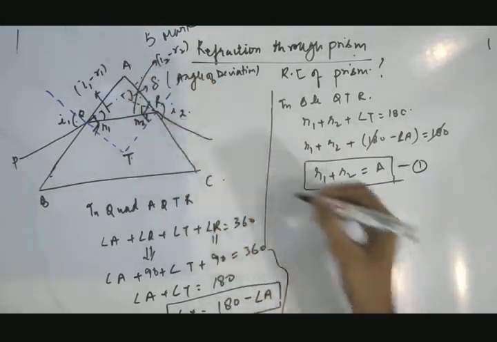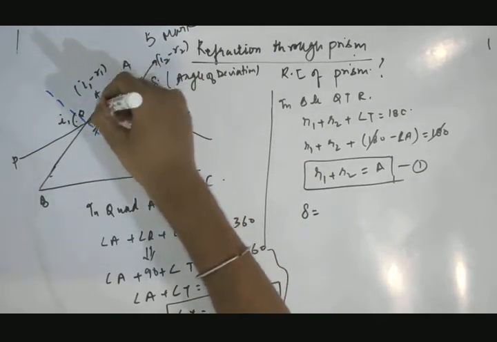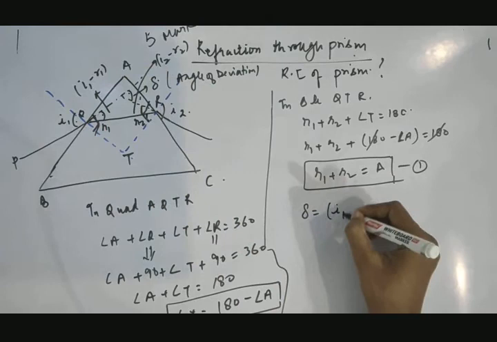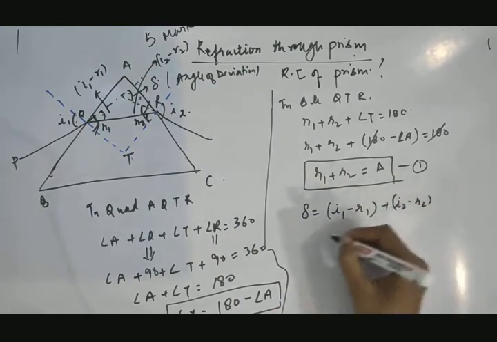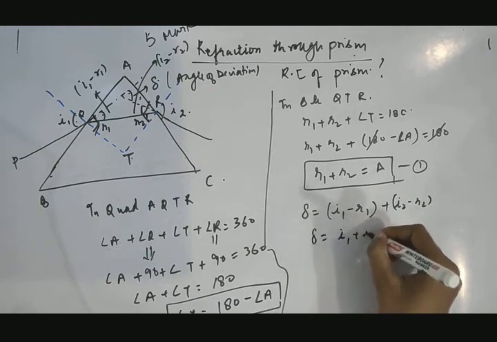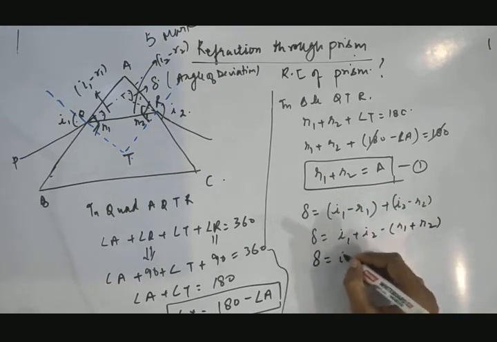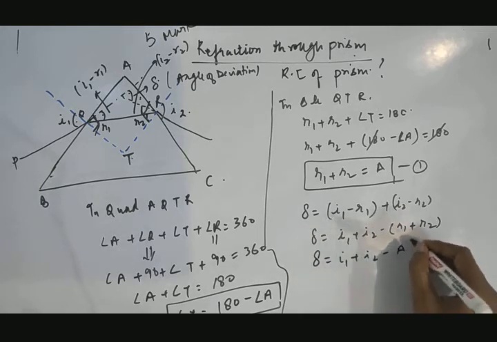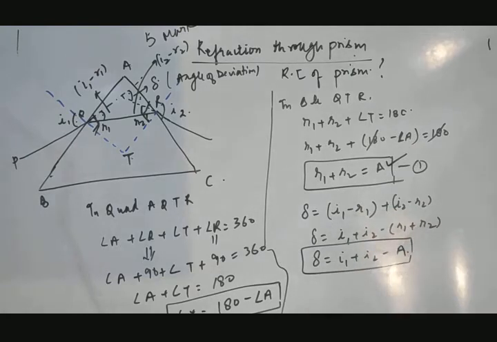Now we can see in this triangle the angle of deviation, the exterior angle, equals the sum of the two opposite interior angles, I1 minus R1 plus I2 minus R2. So deviation equals I1 plus I2 minus R1 plus R2. Ultimately deviation equals I1 plus I2 minus A, substituting the value A in place of R1 plus R2. Clear?